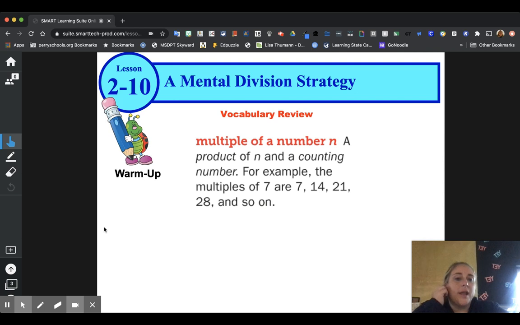And a multiple of a number n is a product of n, or also a counting number. For example, the multiples of 7 are 7, 14, 21, 28, and so on. You can take this as 7 times 1 is 7, 7 times 2 is 14, 7 times 3 is 21, 7 times 4 is 28. You can also think of it as 7 plus 7 is 14, plus 7 more is 21, plus 7 more is 28. So if we were to continue this pattern with these multiples of 7, our next one would be 35, because the next one would be 7 times 5, which is 35.